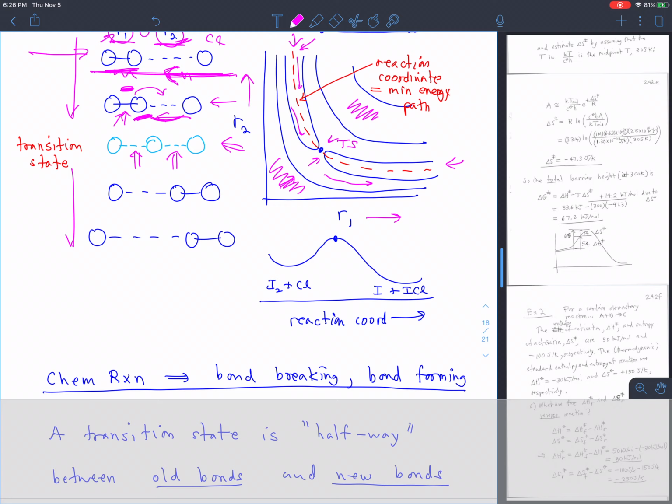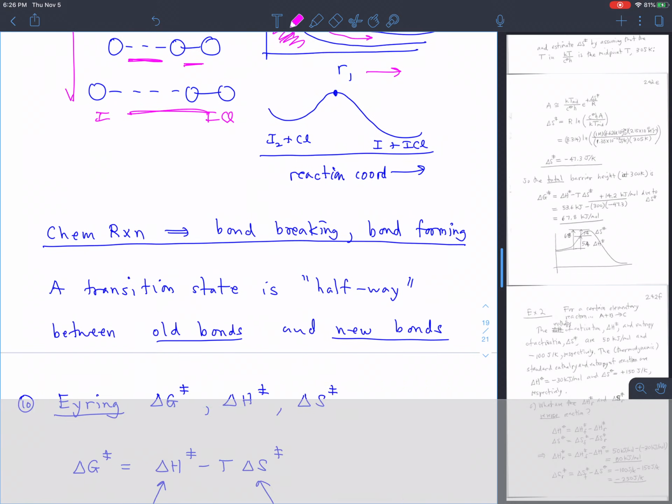And so you don't really have either bond for a moment there, and that's why this energy is higher than anywhere else. This is the point that you have to go through in order to break this bond and also reform that bond. And you keep going, and now the II bond is lengthening, the ICl bond is shortening. That corresponds to going downhill again. And eventually you reach the products, ICl over here and I over here.